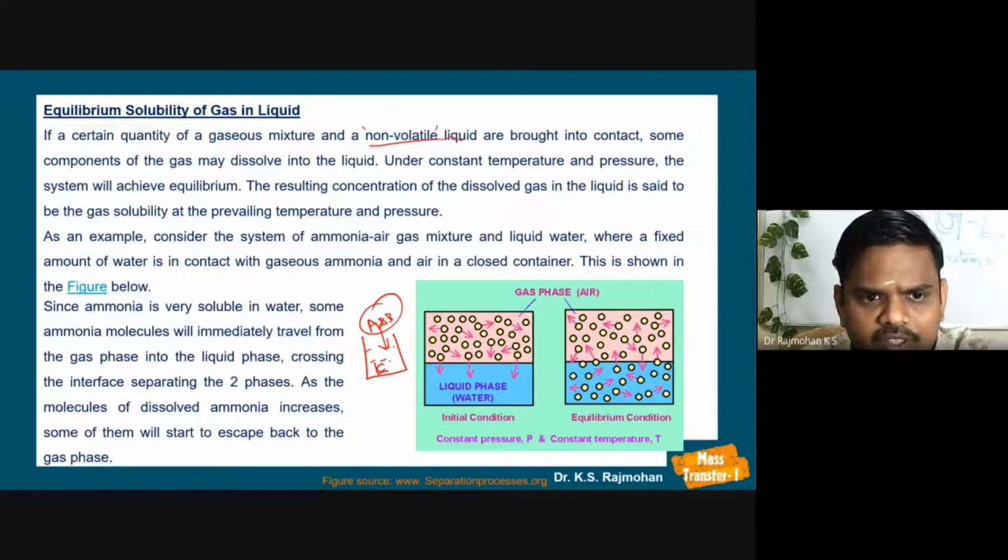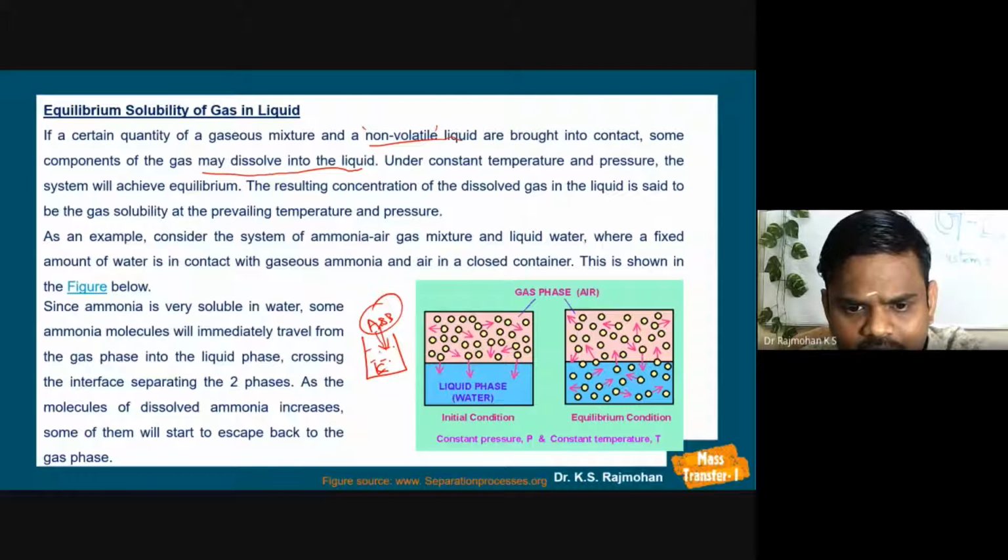Some of the components of the gas may dissolve in the liquid. That is, A may be selectively dissolving in this one. So slowly what will happen? A will be getting into this liquid. The more it depends upon the contact time also, right? So that we will discuss in detail.